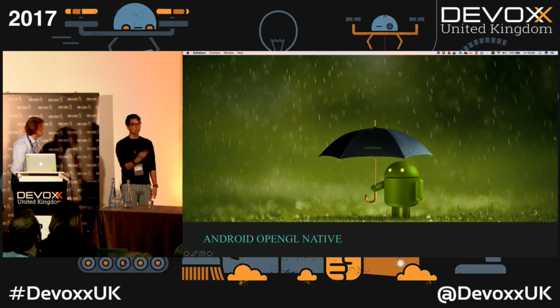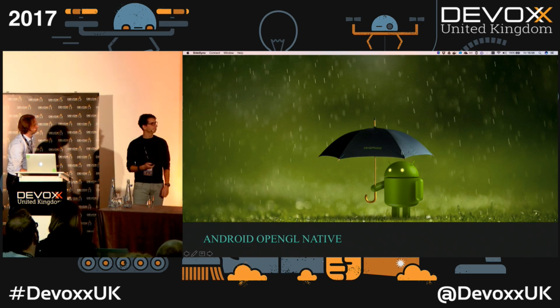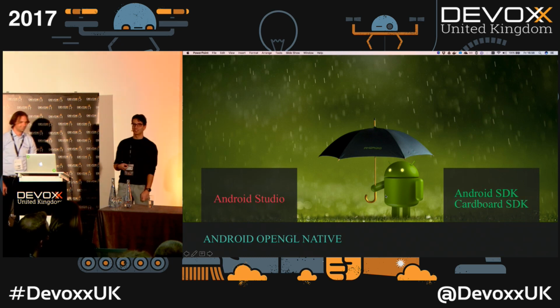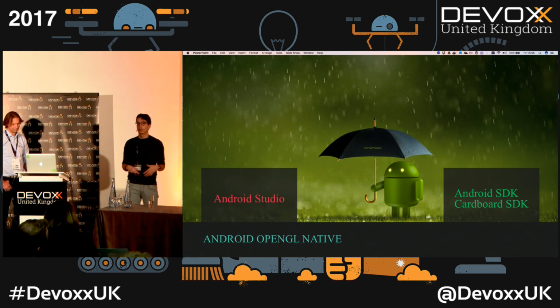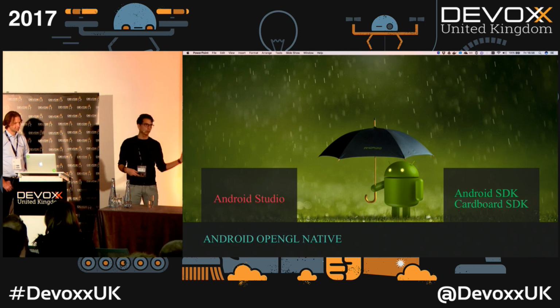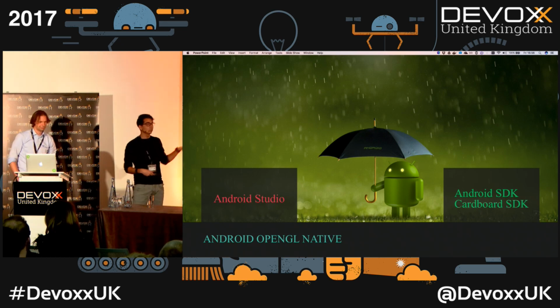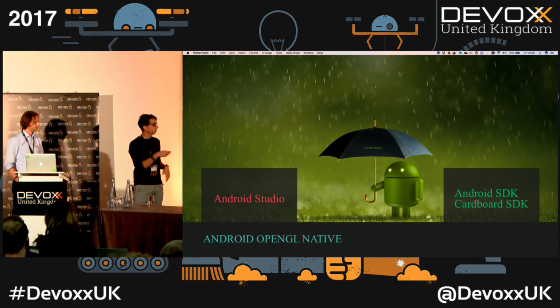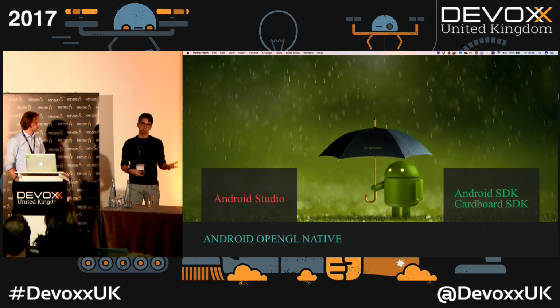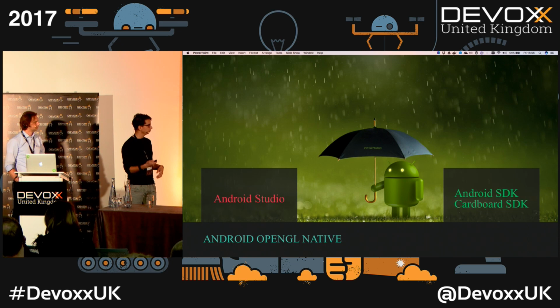So, Android native, what do you need to build for Android native? Actually, you need Android Studio or IntelliJ, it doesn't really matter. You can also use Eclipse or one of your own IDEs, but Android Studio really makes it very easy because it comes packaged with an Android SDK and pretty much everything you need for Android. It also comes packaged with Gradle. I know some developers aren't really fond of Gradle, but you can also use it with Maven. And next to that, you also need the Cardboard SDK, which is freely available from the Google developer site. So no big hurdles here.